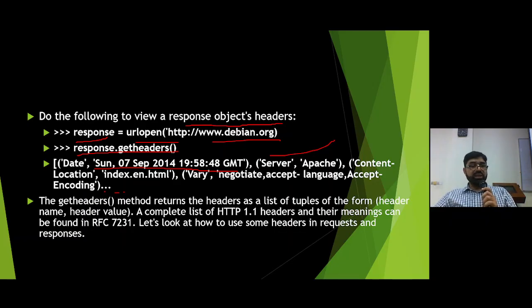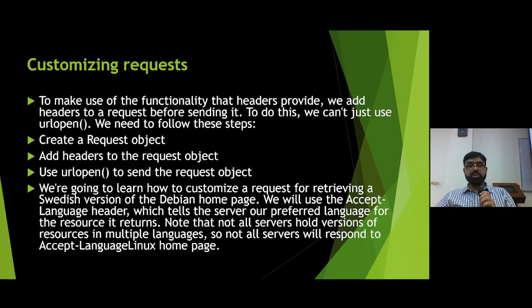The getheaders method returns the headers as a list of tuples of the form header name and header value. A complete list of HTTP 1.1 headers and their meaning can be found in RFC 7231. So let's look at some use of the header in the response.